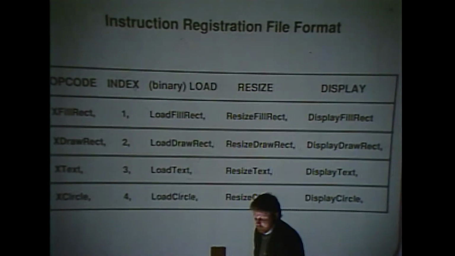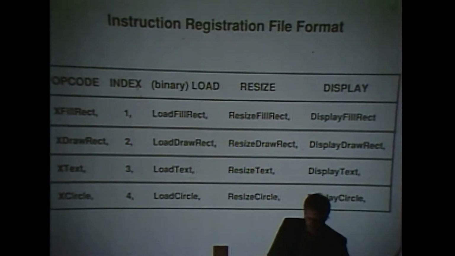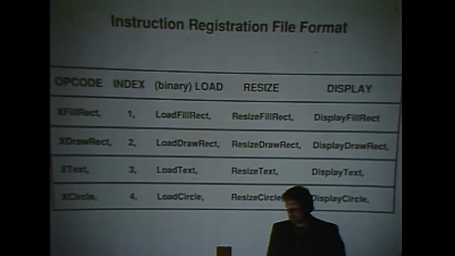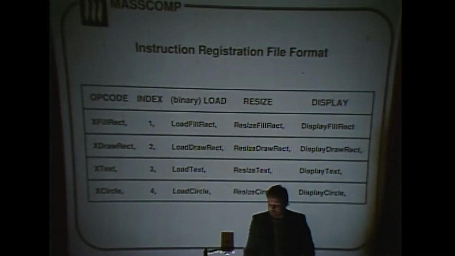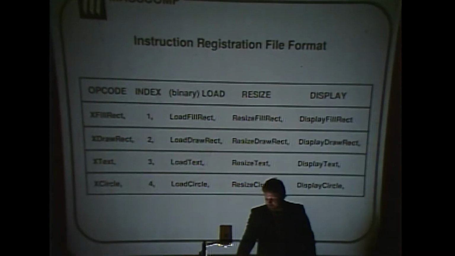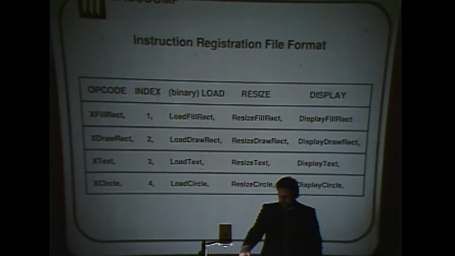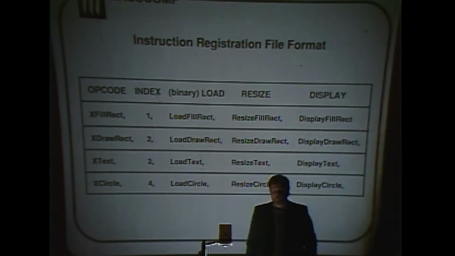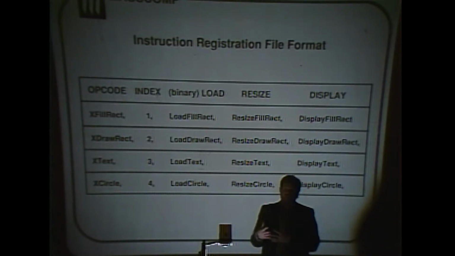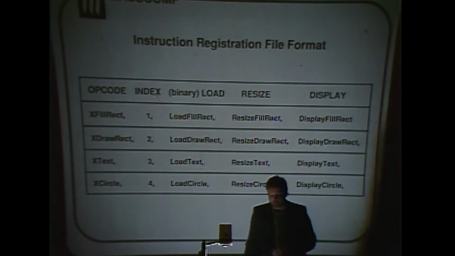This is sort of a simplified example of the type of ASCII file that would be used to register four instructions for a particular display list. On the left, you have the particular opcode, then you have the index, then you have the binary load instruction, the resize, and the display. These three routines are actually the only ones really necessary for the actual runtime application. The widget editor uses the ASCII representations, and then when it's saved, converts them to a binary representation, which is more efficient for running the application at runtime.